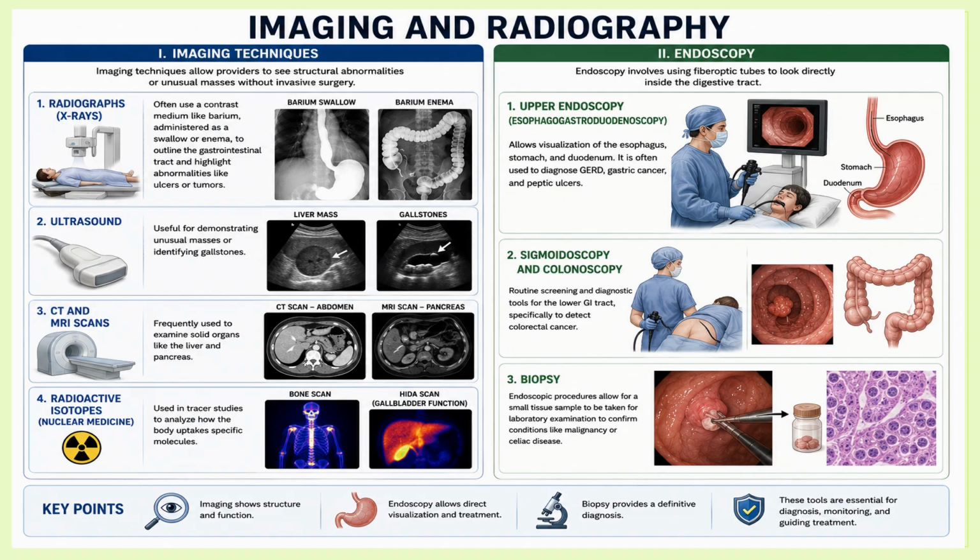During this procedure, a small pH probe is placed in the esophagus and it continuously measures acid exposure over 24 to 48 hours. This allows providers to determine how often acid reflux occurs, how long each episode lasts, and whether those symptoms are correlated with acid exposure.